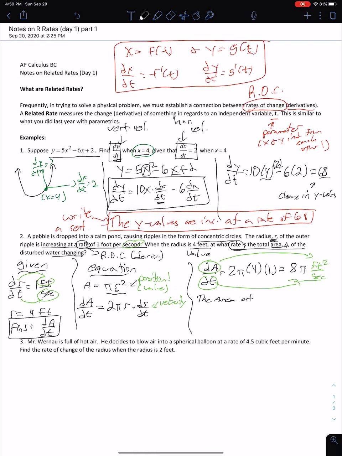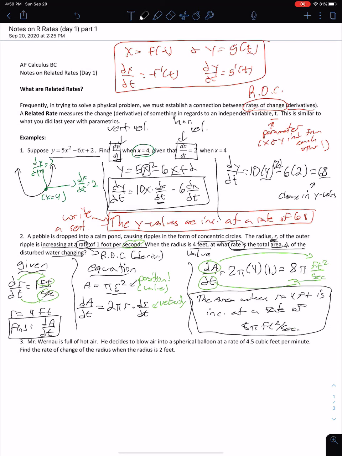Or I should say, when the radius is 4 feet, the area is increasing at a rate of 8 pi feet squared per second. And that's pretty fast. What, 24 square feet? And that's only at that instant.